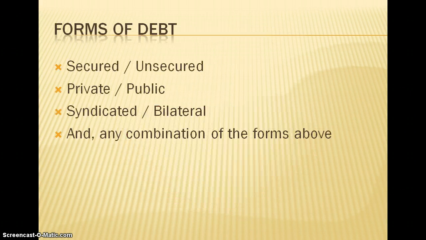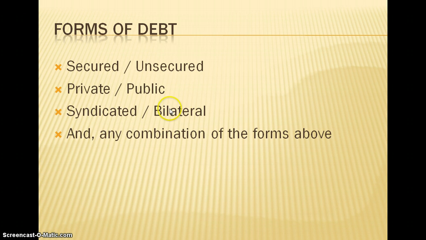If we drill down into these two sections, what you find is there are basically three major areas of debt with counterbalances. So secured debt, and the counterbalance to secured debt is unsecured debt. That's one form of debt. Then debt can be private or public. And debt can be syndicated or bilateral.